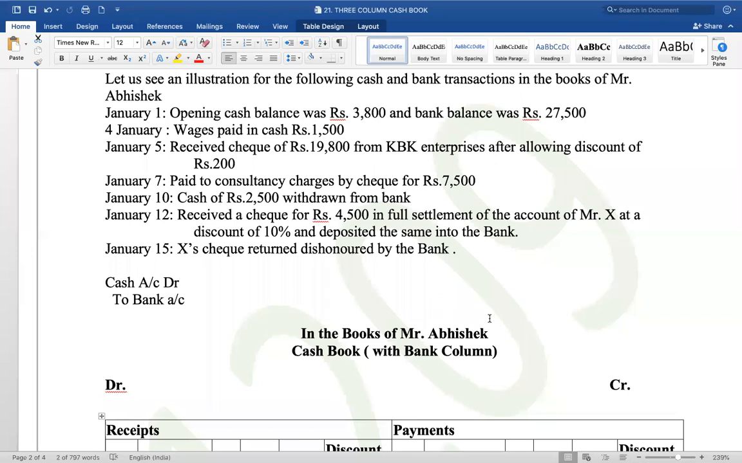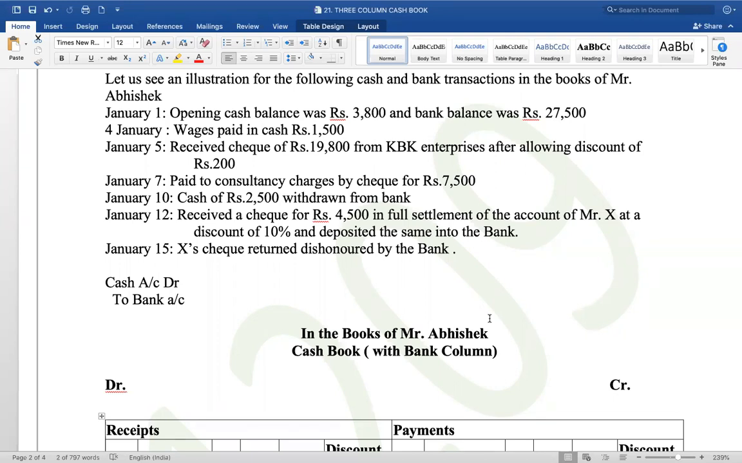I have explained to you two types of discount: discount allowed and discount received. Both are cash discount only. There's one more discount I have discussed, the trade discount.